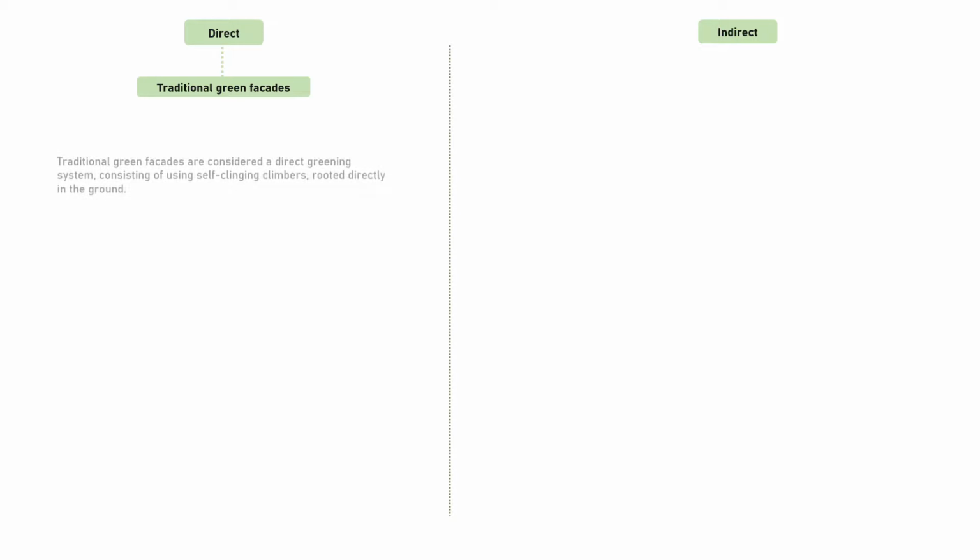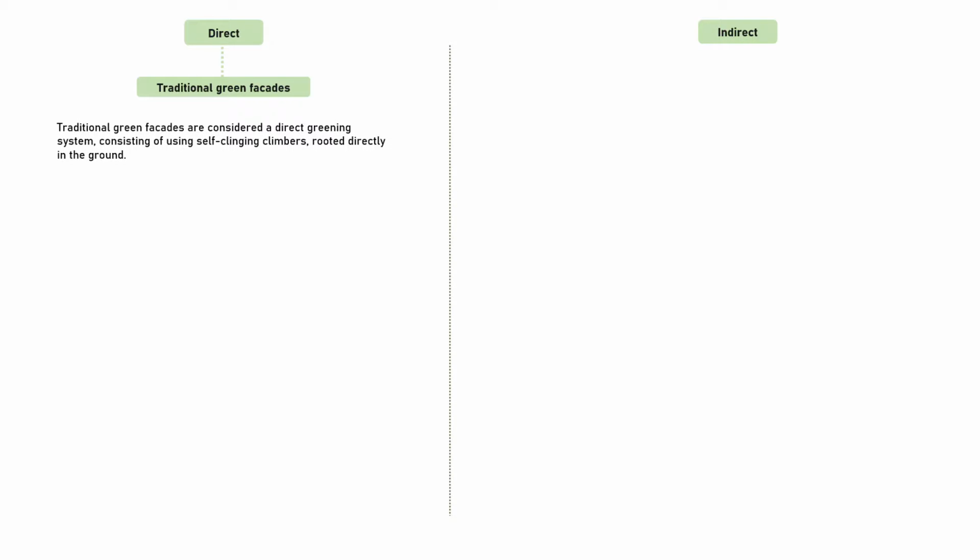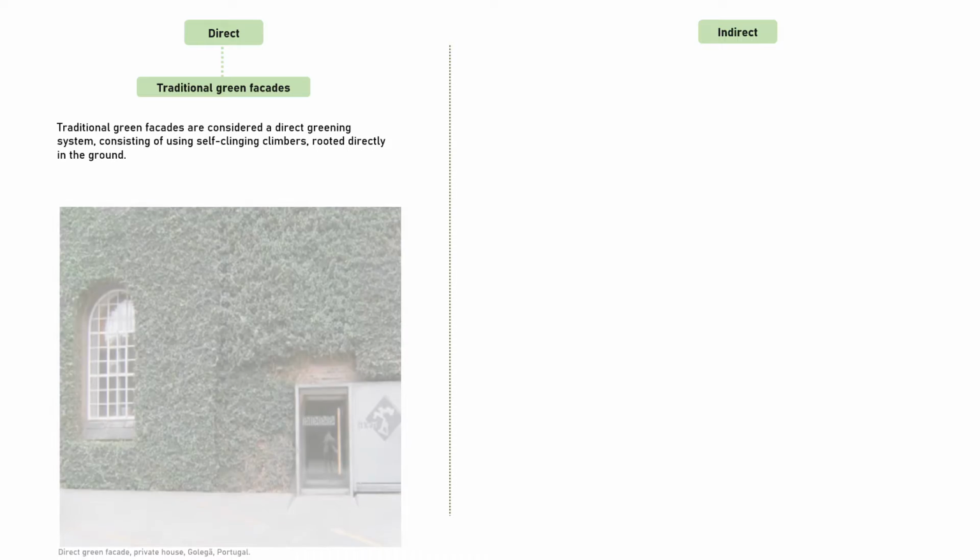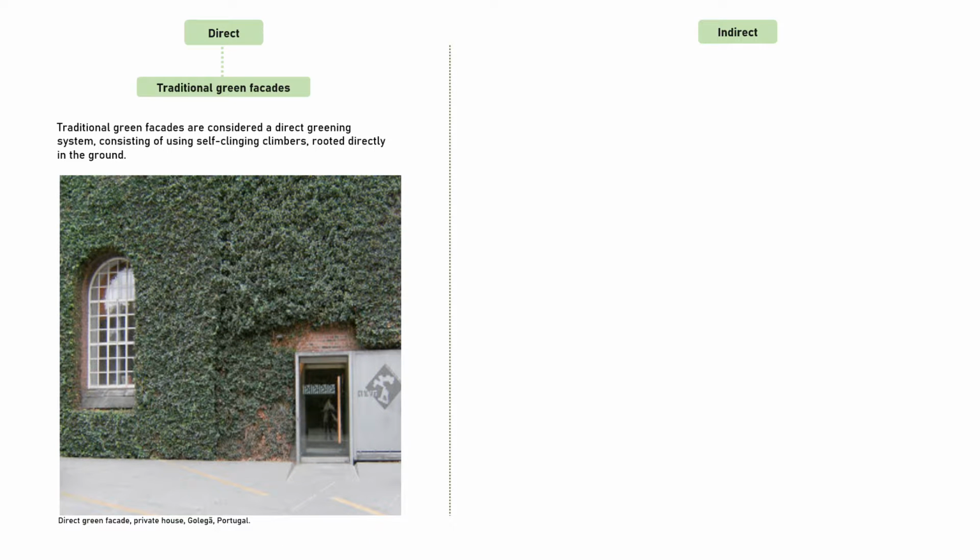So now we'll be discussing the two types of green facade. We have the direct and indirect. So direct has an example of traditional green facade as discussed earlier. So what is traditional green facades? So traditional green facades are considered a direct greening system consisting of using self-clinging climbers rooted directly on the ground. So we have an example here, direct green facade. It is a private house in Goliga, Portugal.